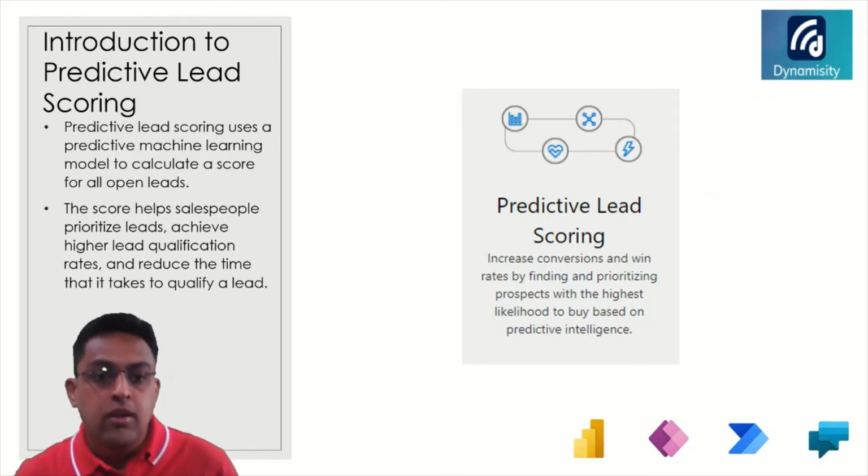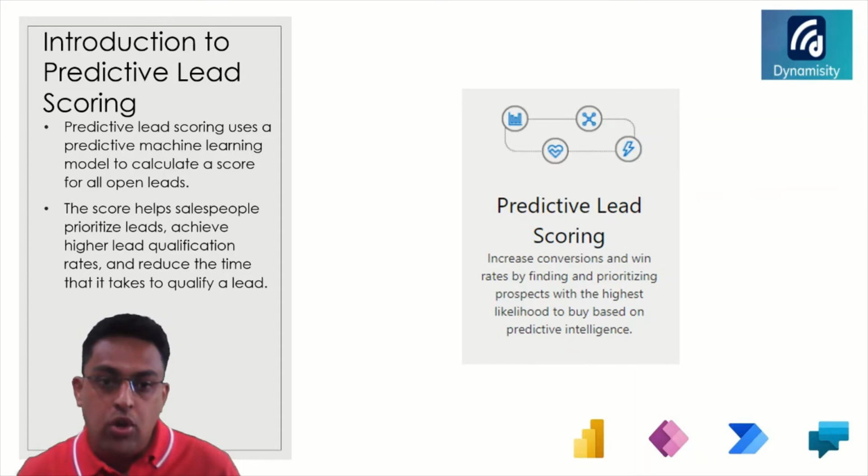Predictive lead scoring uses a predictive machine learning model. So you can choose what kind of model you want to apply to score all your open leads, and you need a certain number of leads. When I do the demonstration, you can see that. This score helps your salesperson, your sales manager, or anybody in your sales organization to prioritize the lead. It can even be a management decision. It helps achieve higher lead qualification rates and reduces the time required to qualify a particular lead. That is what a predictive lead scoring model will do for us using Sales Insight.